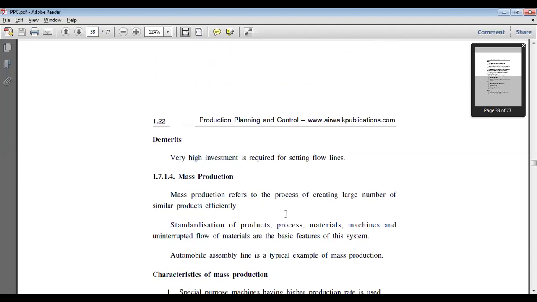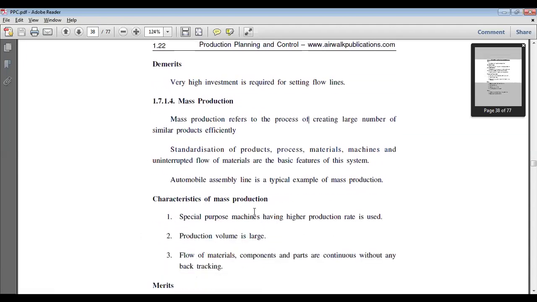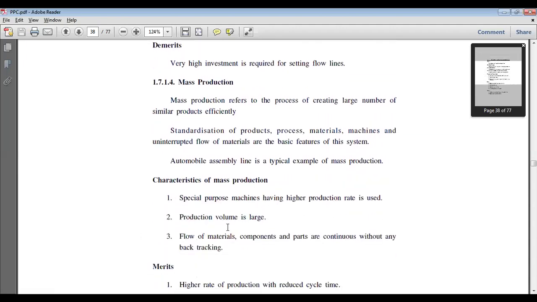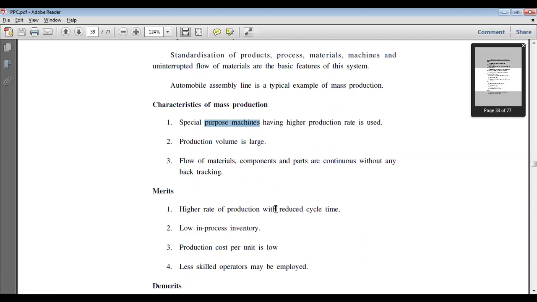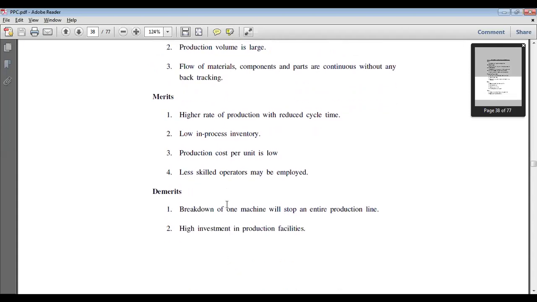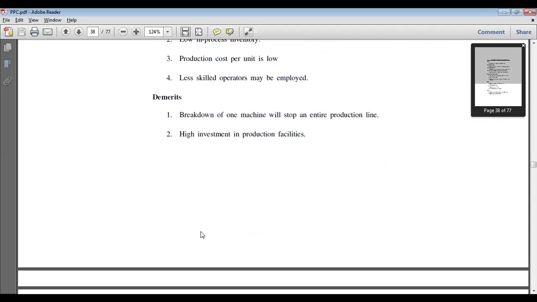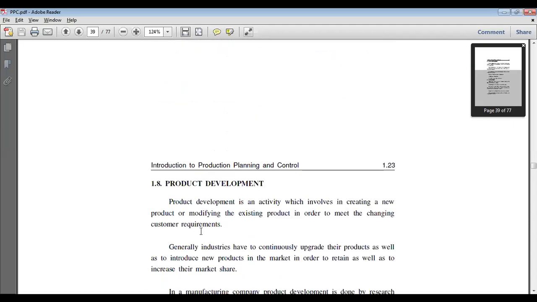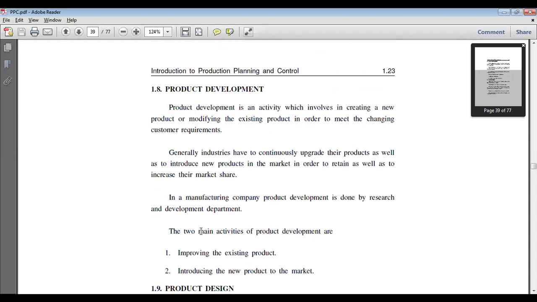Mass production refers to the process of creating a large number of similar products efficiently. So this is called mass production. We know volume is large, special purpose machines are used, and merits are a high rate of production and low in-process inventory. Production cost is low. Less skilled operators may be employed. Demerits: breakdown of one machine stops the entire line, and high investment is required in production planning.